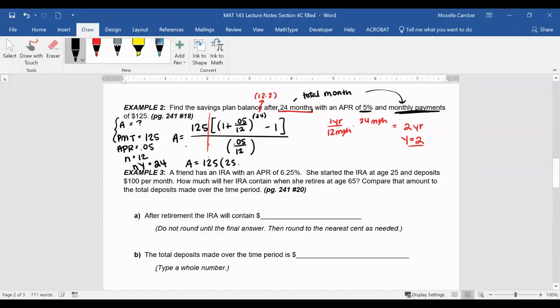So I get 25.1859 and so on. Then I have that in my calculator, and then I multiply that by 125. And I get an ending balance of $3,148.24, rounded to the nearest cent.